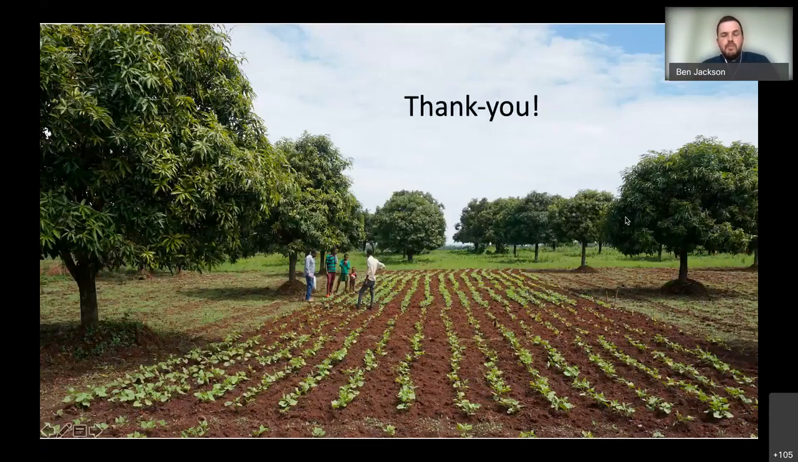a picture of one of our field sites in Kenya with an ongoing trial where best practices for the growth of these legumes is being demonstrated to farmers. Because of course, very often, what farmers are able to do is limited by the availability of inputs.